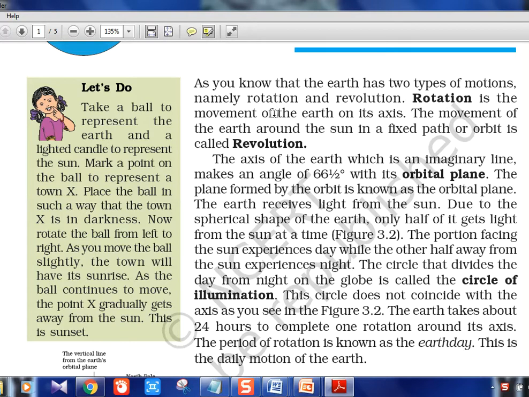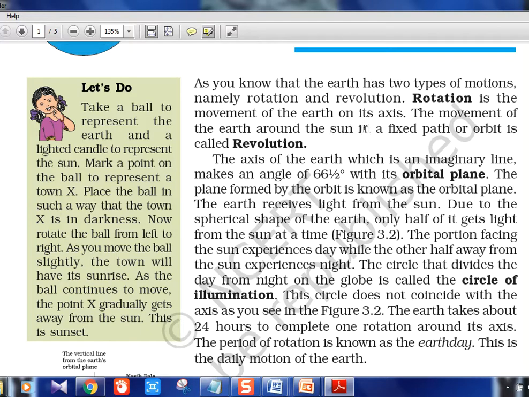Rotation is the movement of the earth on its axis. Axis, as we already saw in the last chapter, is a tilted imaginary line which passes through the earth's spherical shape. It goes from the north pole to the south pole, and it is tilted, not flat. I'll show you the pictures. That is actually the axis. So when the earth is rotating around that axis, that is called the rotation movement.